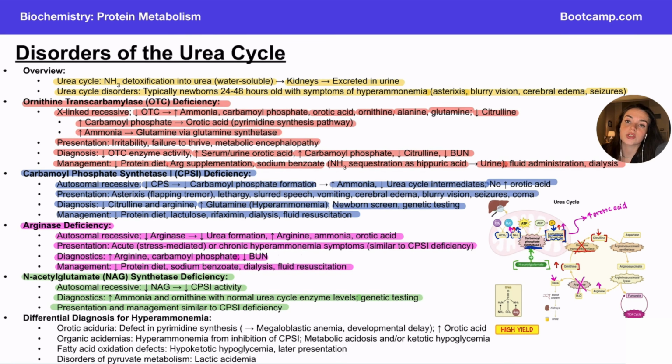So those are the disorders of the urea cycle, but urea cycle disorders are not the only reason that you can get hyperammonemia. So let's talk through a differential for someone who's got symptoms of hyperammonemia. One high yield one that they like to test because they like to see if they can trip you up is orotic aciduria. And the reason they like to ask about that is because orotic acid is elevated in many of these disorders.